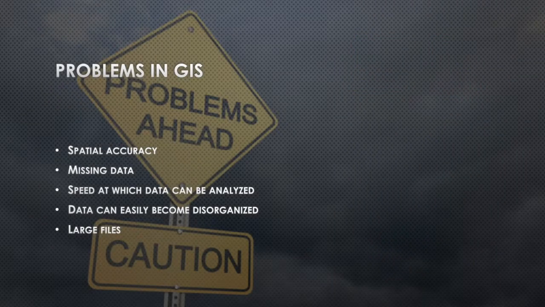There are several problems in GIS, however. The main problem is spatial accuracy, since points, lines, and polygons are only models of real-life entities. They cannot be created with 100% precision. The other problem is missing data. And because there's a large amount of data to be analyzed, the speed at which it can be analyzed can sometimes be problematic.